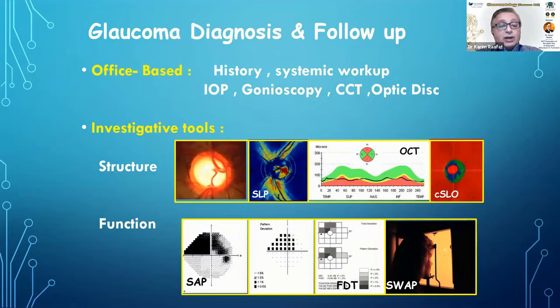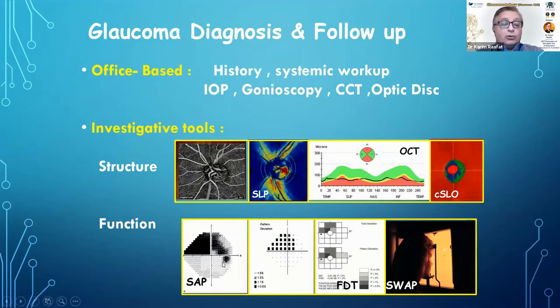And then come all the technologies, from the Heidelberg OCT to the confocal scanning laser ophthalmoscope to the scanning laser polarimetry, and recently, as we mentioned, the OCT angiography. And then comes a functional component: the standard automated perimetry, meaning white on white, or the frequency doubling technology, or the short wavelength automated perimetry, the blue on yellow automated perimetry.